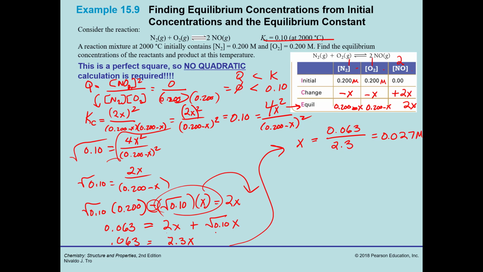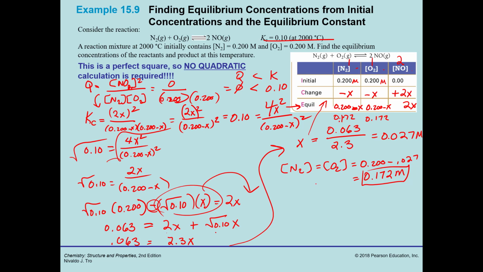So now I have to go back and look at my table, where I had my x's. The concentration of nitrogen, because that's what it's asking me for, the concentrations of this stuff. The concentration of nitrogen is the same as oxygen, because they're 0.2 minus x. So that's going to be 0.200 minus what I found for x, which is 0.027, so that's equal to 0.172 molar. That's the concentration of each one of those, because they're the same stoichiometrically.